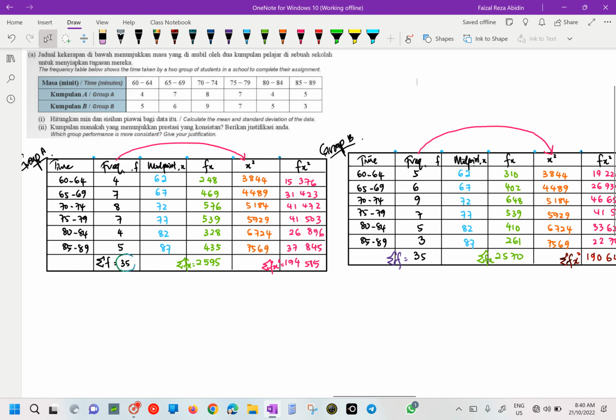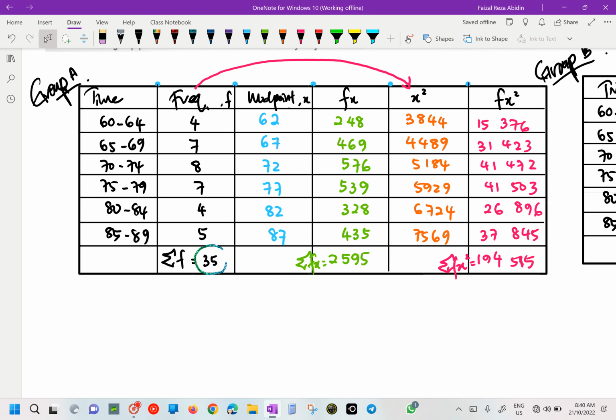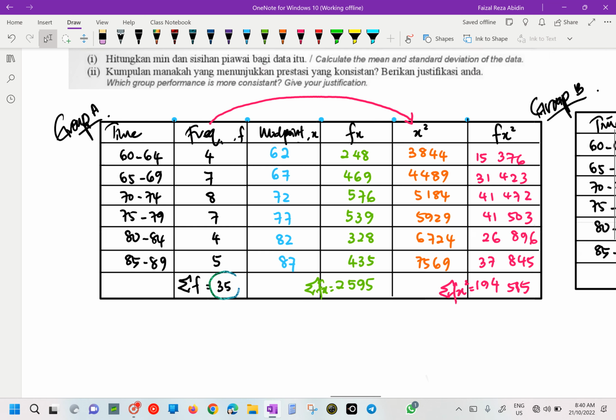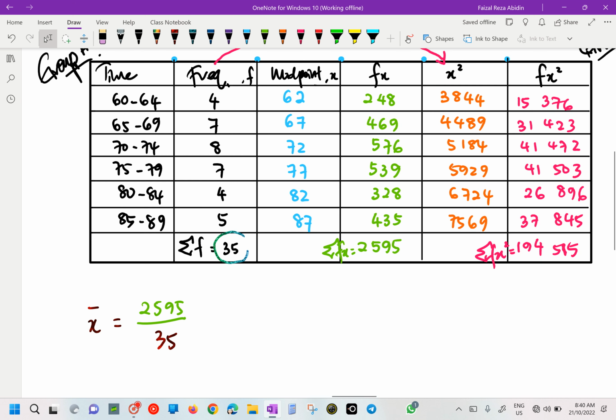Okay. So we already have all the values in our group A over here. We are going to find the mean for group A first. You are going to get 2595, the total of fx, divided by the total frequency, 35. What will you get? 2959 divided by 35?